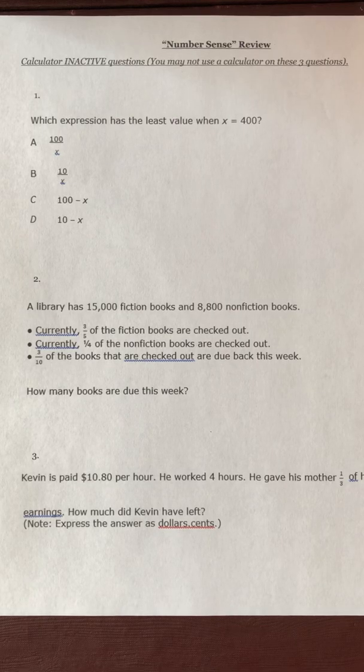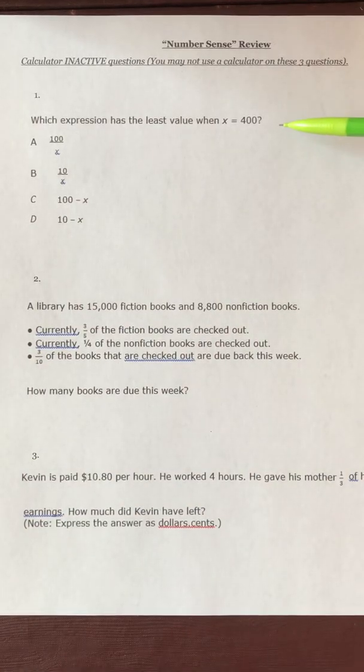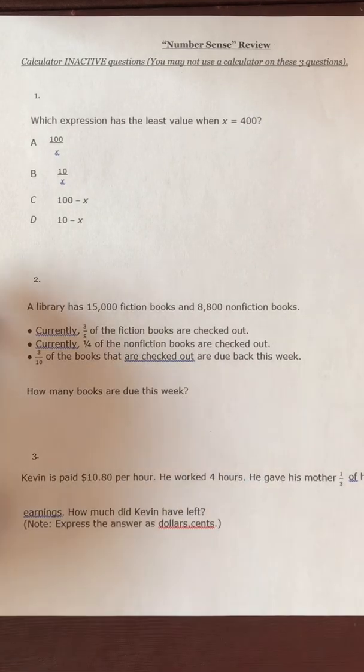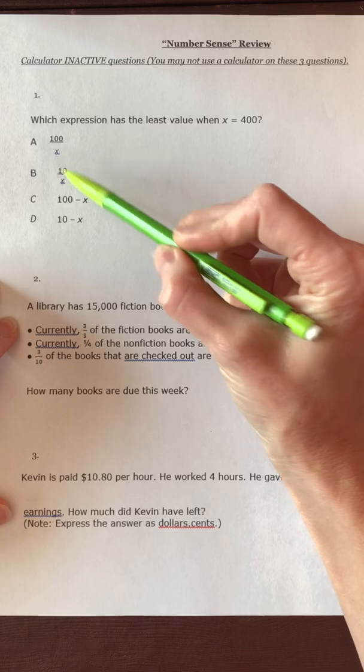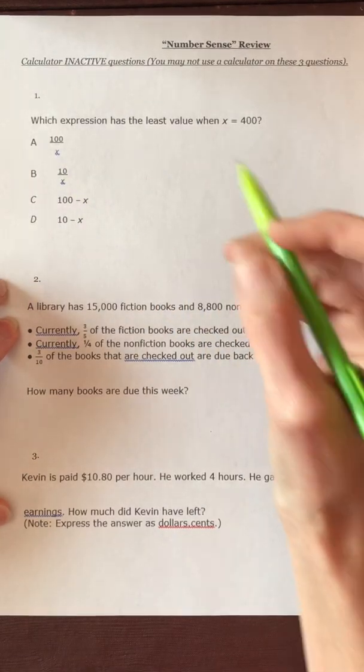Hey guys, we're going to go over the number sense review questions. So the first three questions are calculator inactive. Number 1 says, which expression has the least value when x equals 400? So in order to solve this, we're going to need to substitute 400 in for x for all 4 of these choices and then compare the final answers.